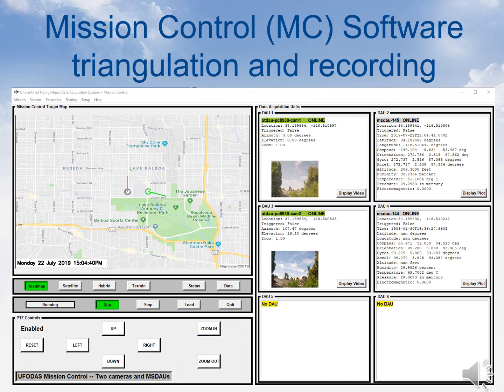Extensive recording options allow the system to record all the data from all the DAUs simultaneously once any one of them goes into a triggering condition. A trigger for an OTDAU is the start of a tracking event. A trigger for an MSDAU may be any signal that it's measuring that arises above a predetermined user-specified level. The moving map may also be recorded as a video.